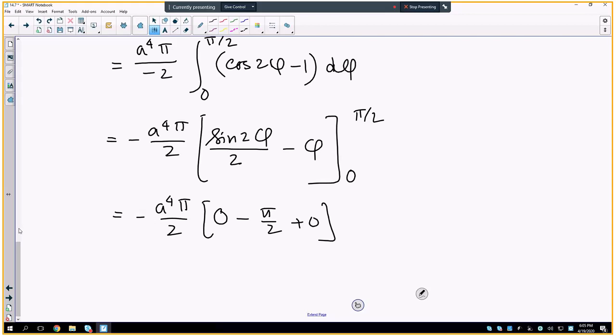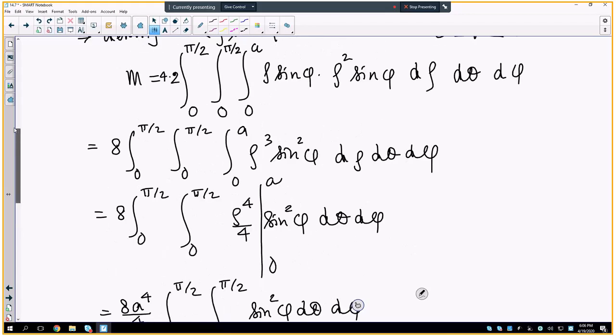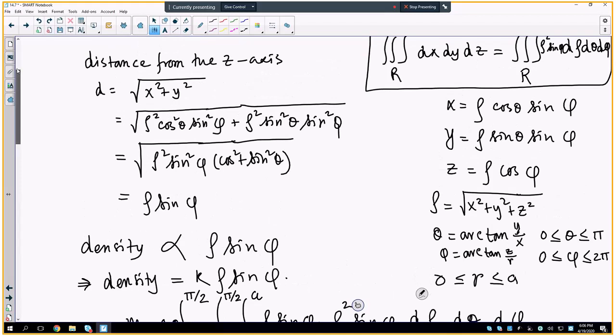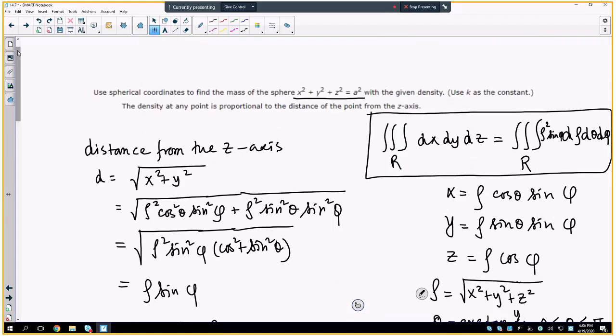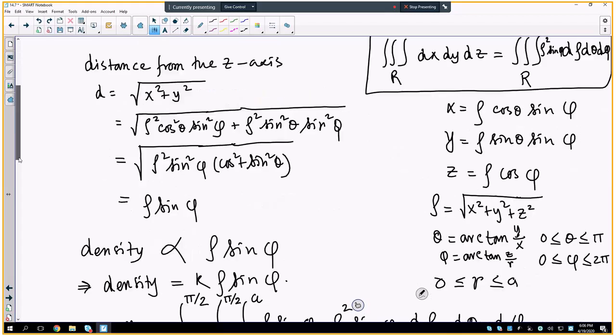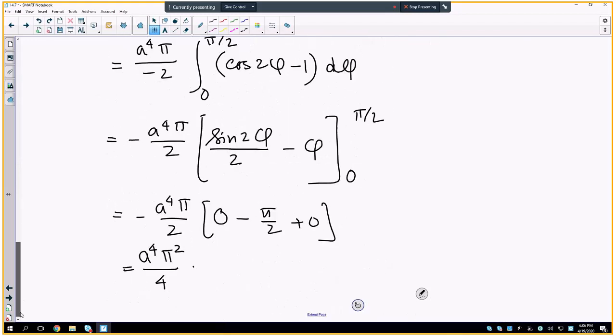So when I take this negative pi over 2 outside, I get positive a to the power 4 pi squared over 4, which is the mass of this sphere of radius a units. So in this question, we were asked to find the mass of the sphere, and we have found the mass of the sphere of radius a units is going to be given by a to the power 4 pi squared over 4 units. Answers your question.